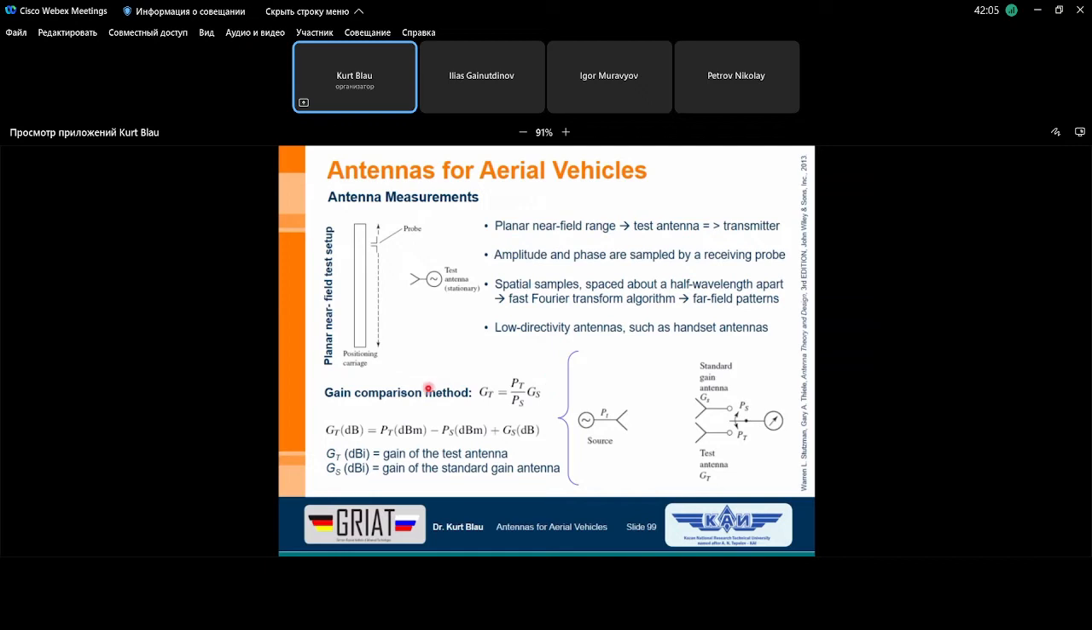Here I only want to show you how to determine the gain of an antenna under test regarding the well-known gain of a reference antenna.